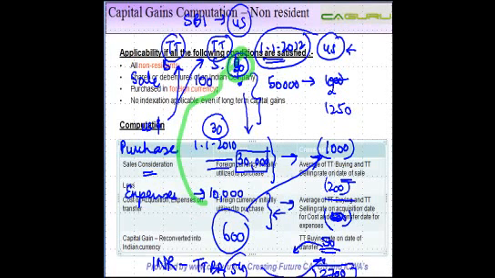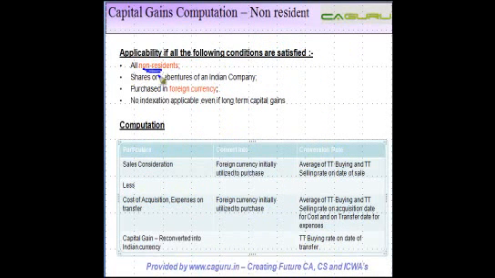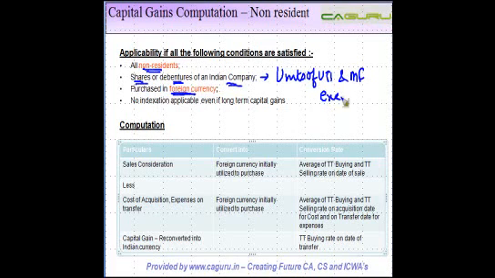Again, at the cost of repetition, this is applicable only to non-residents, for shares or debentures of an Indian company. Units of UTI or mutual funds are not covered. These have to be purchased in foreign currency, and there is no indexation when you purchase in foreign currency. Please note that these provisions are mandatory. If these conditions are satisfied, you have to calculate capital gain as per these provisions.